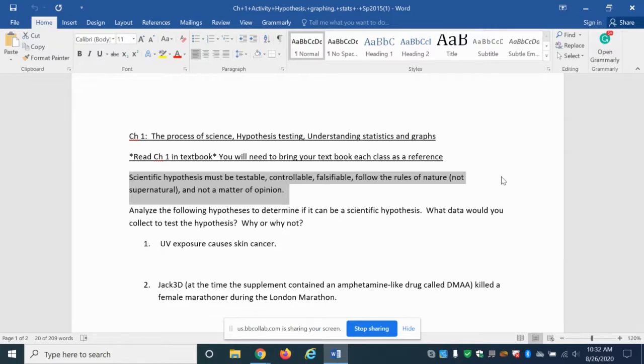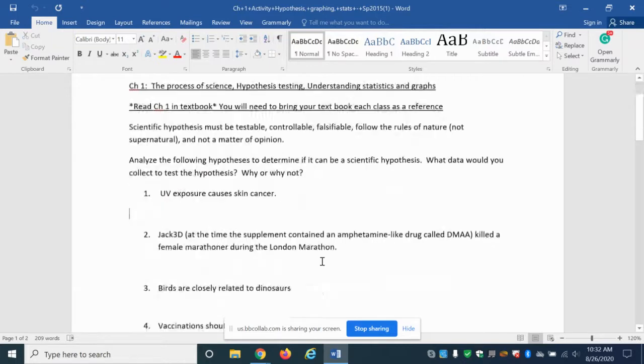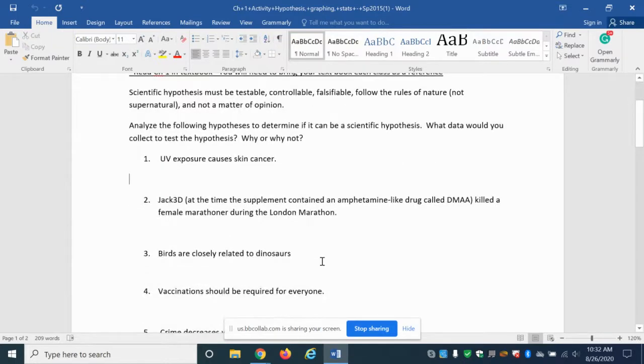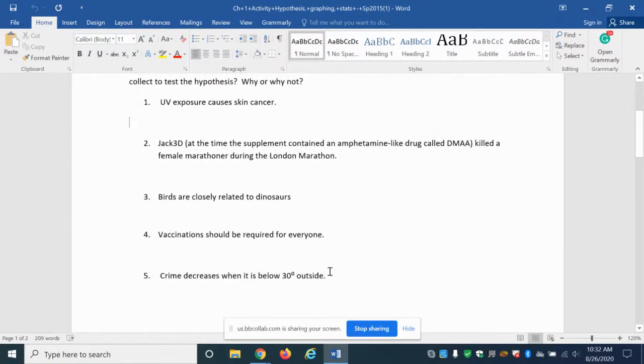And then what data could you possibly collect that would allow you to say, yes, the hypothesis is supported, or no, it's not. And so that's what we're looking for in each of these 5 statements.